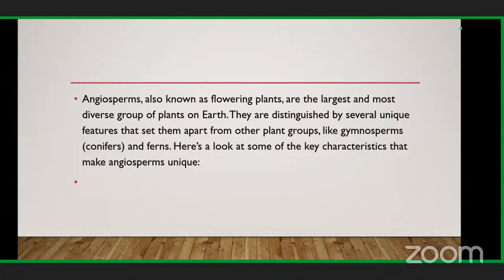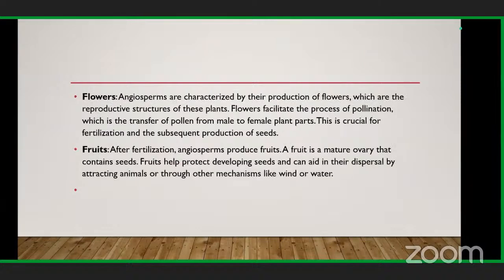They are distinguished by several unique features that set them apart from other plants like gymnosperms, conifers, and ferns. Basically, a few things are similar with the gymnosperms, but angiosperms also have some unique characteristics, so that you can differentiate the gymnosperms and the angiosperms. So let's study the general characteristics of these angiosperms. Number one is the flowers.